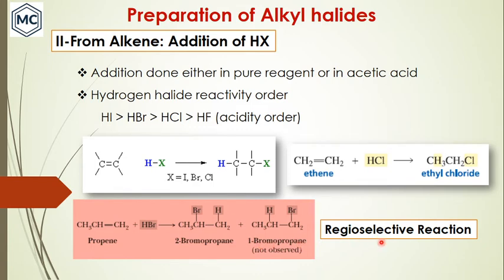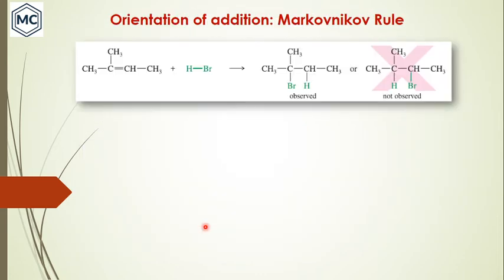But it was observed that there is only one product. So this reaction is regioselective. Another example, this particular alkene with HBr, only one product was observed, that is this double bond or H plus added to this carbon atom, not to this carbon atom. Okay, let's see the mechanism.